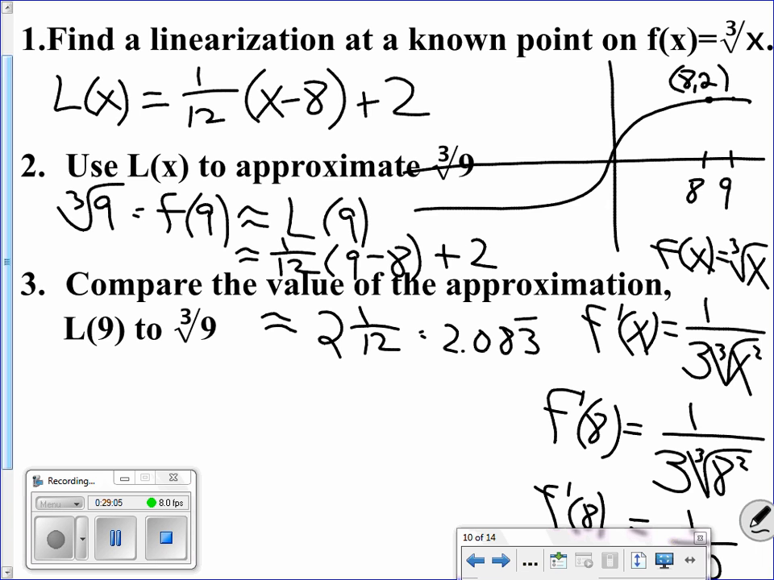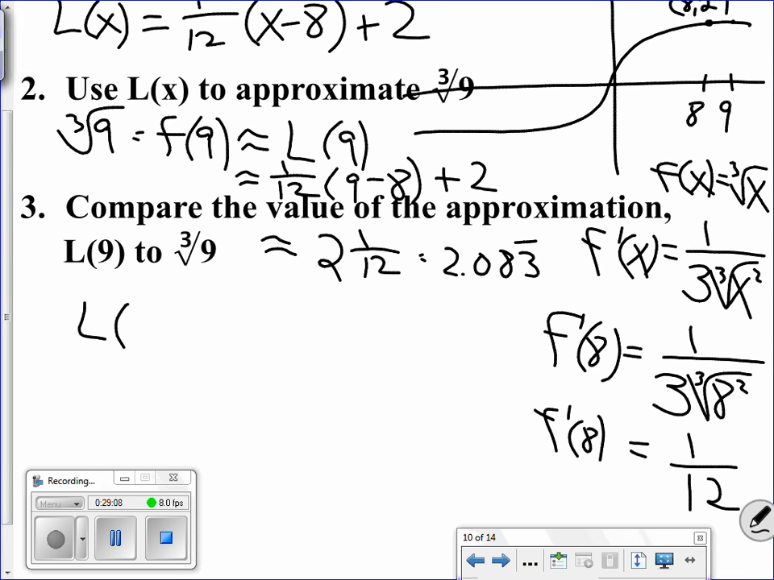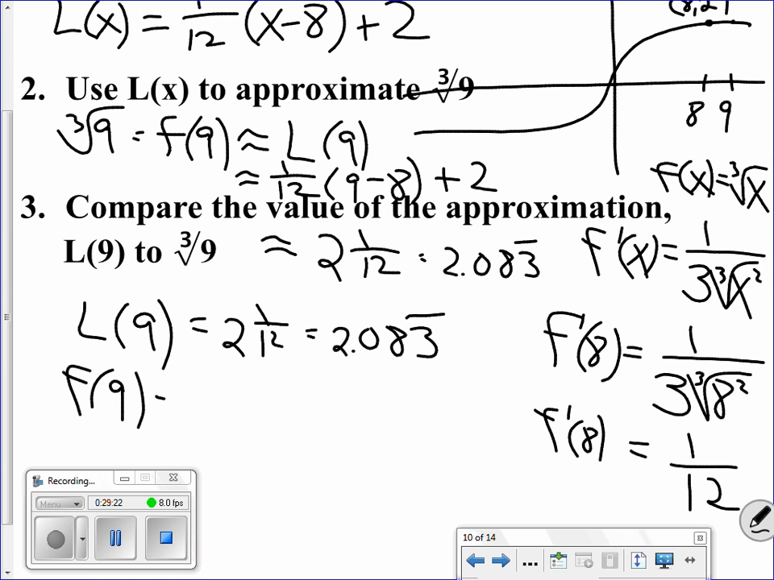Let's see how close this is. So for L of 9, the y coordinate on our tangent line when x is 9, we got 2 and 1/12, which was equal to 2.083 repeating. The actual value of f of 9, or the cube root of 9, is equal to 2.08. Pretty good, right? Now, are you going to be intimidated when someone says to you, use a linearization?